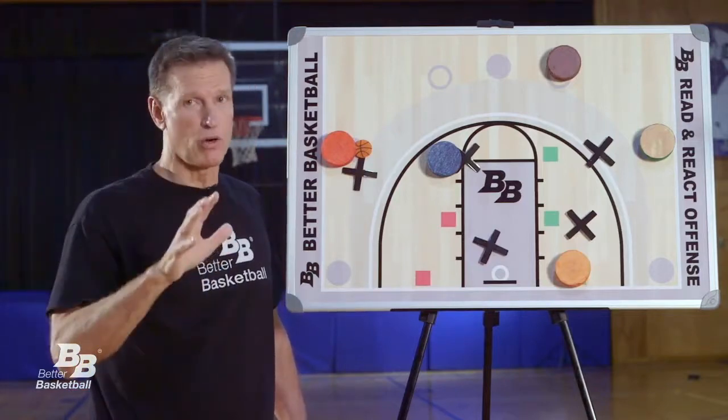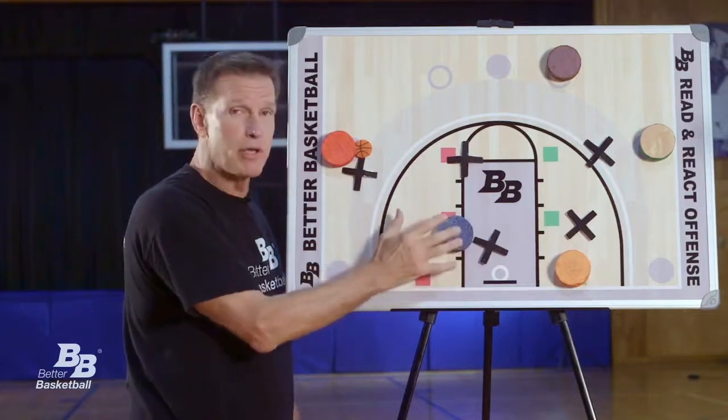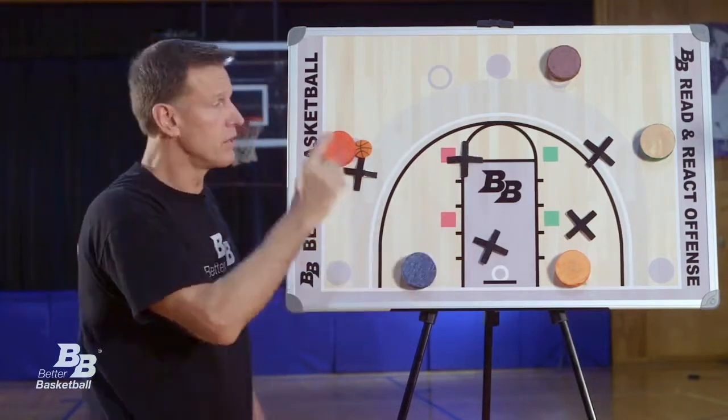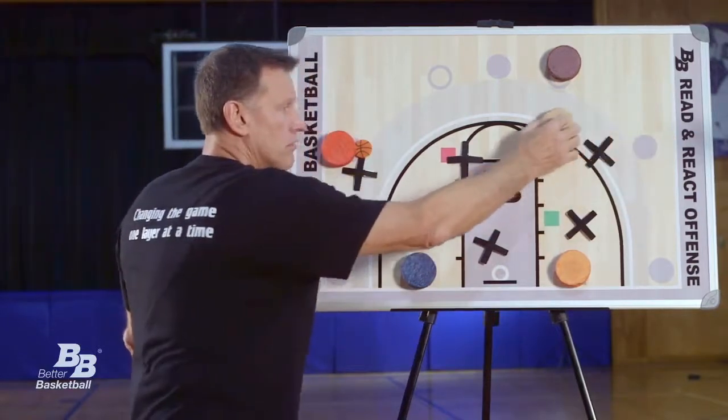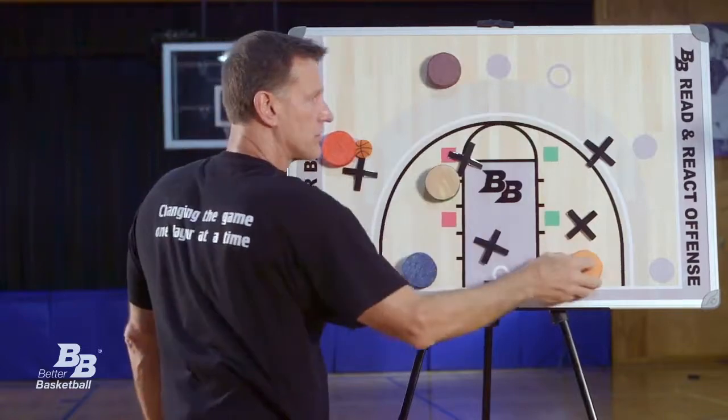Now, following our rule, the pin screener rolls to the basket. It might be open right there. If not, continues to the flank. The passer follows their pass to the nail, and everyone else fills.